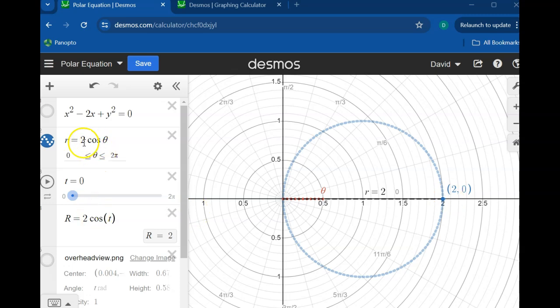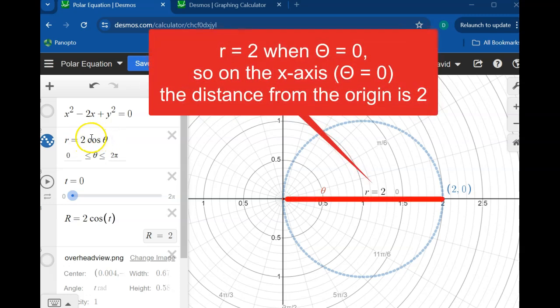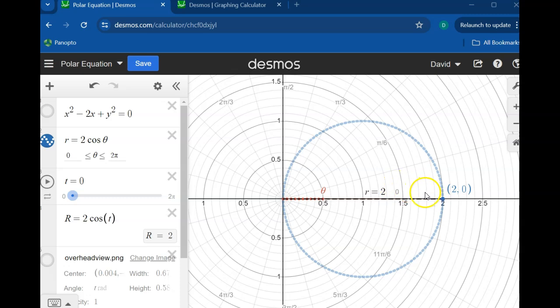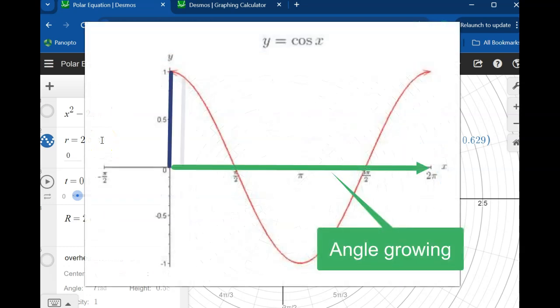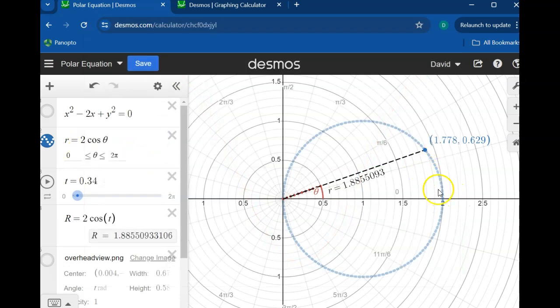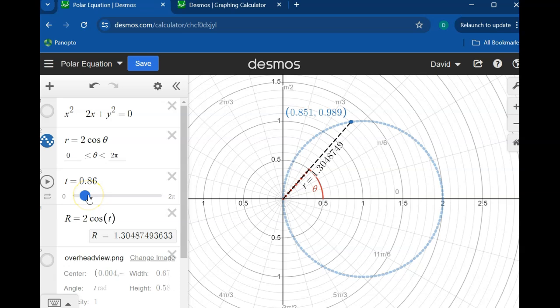So right now I have r equals 2 cosine theta. So theta is my angle. So right now it's 0, and that means I'm on the x-axis. Well, the cosine of 0 is 1. 2 times 1 is 2. So the distance is 2 when I haven't rotated yet. But as I rotate, now the cosine of theta is now the cosine of 0.34. It's no longer 0. And cosine shrinks as we start to rotate. And so now we're not getting all the way to 2 anymore. So our distance is less than it was when we started off. And the more I rotate, the less that distance is.